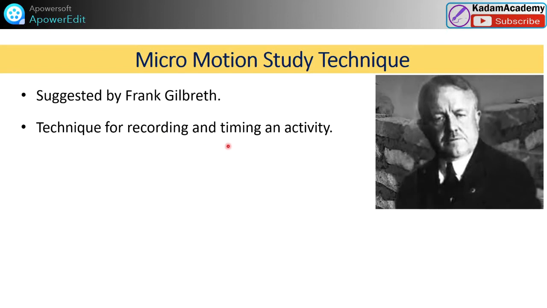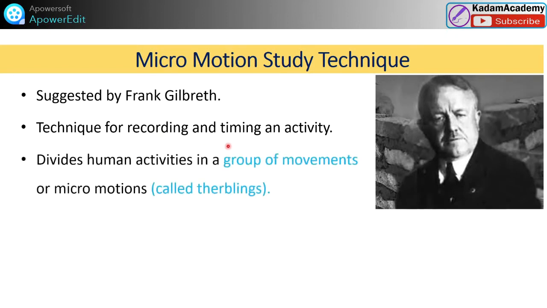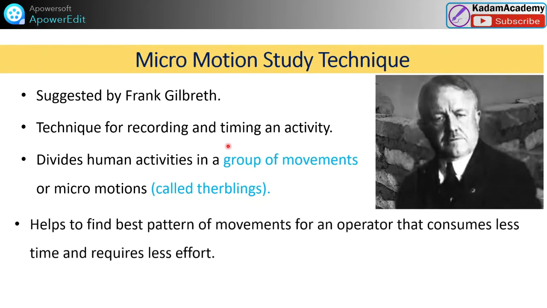For recording and timing an activity. Which activity? The activities done by the performer, operator, or worker, divided into groups of movements or micro motions called therbligs. It helps to find the best pattern of movements for an operator, so that when he operates on that work, it consumes less time and requires less effort.